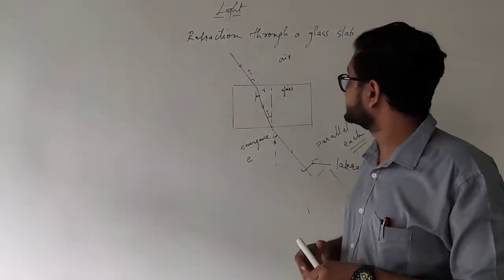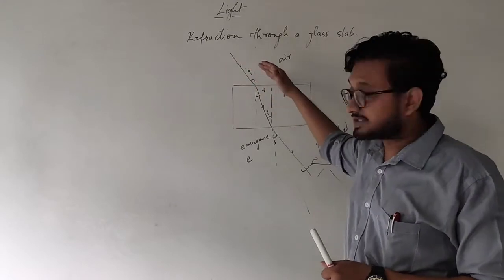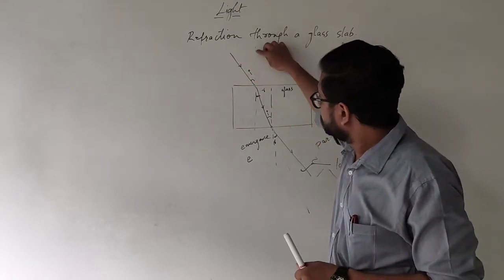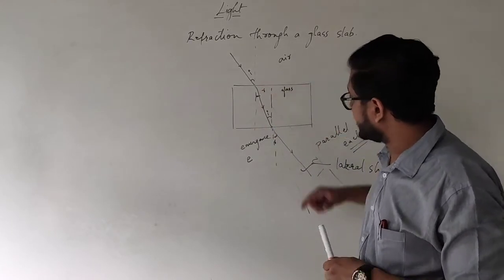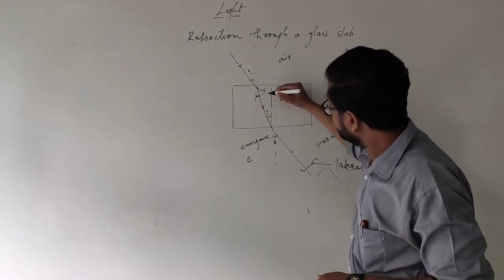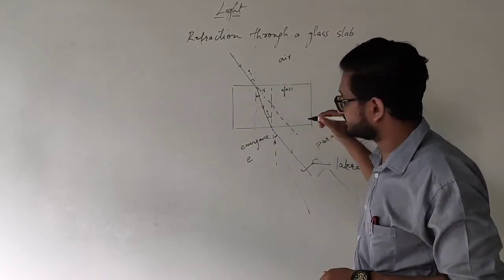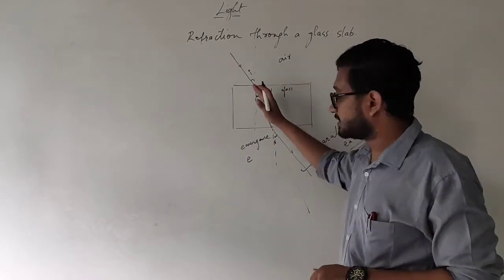Let's go through it once again. When a ray of light enters the glass slab, this is the normal, it bends towards the normal. This was its original path, this dotted line over here. This is where it is supposed to go. It bends towards the normal.